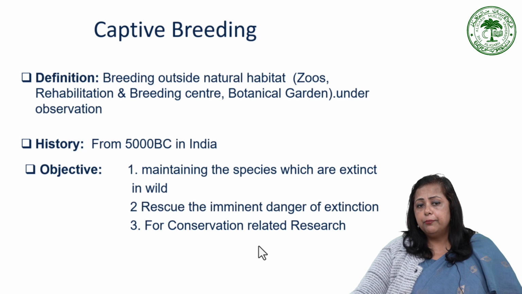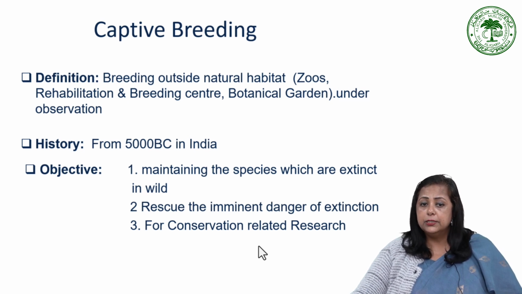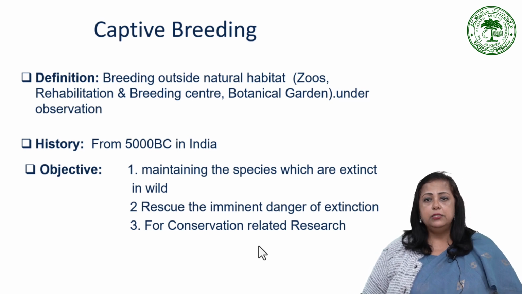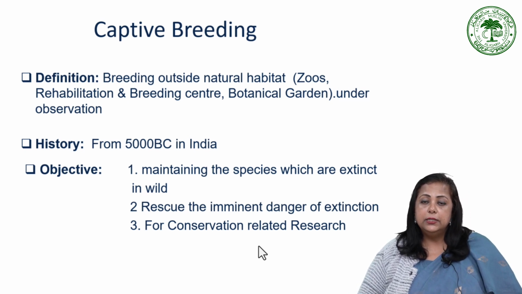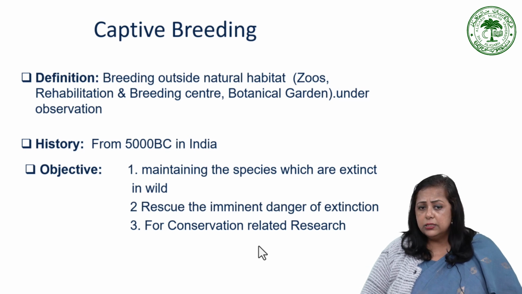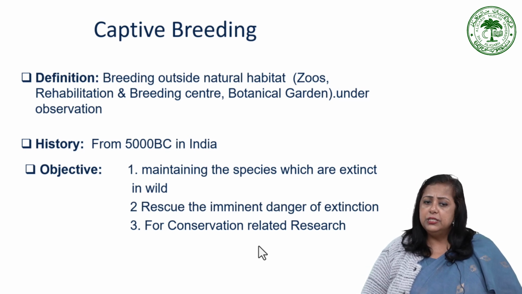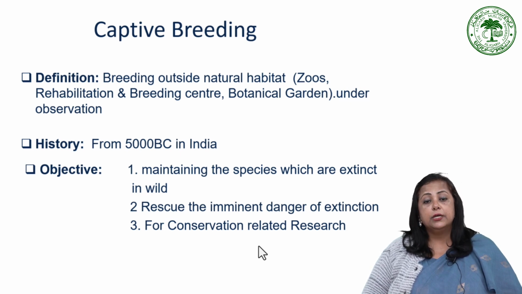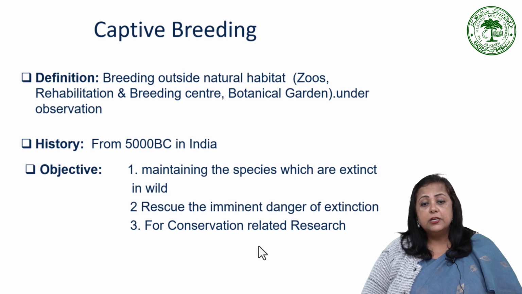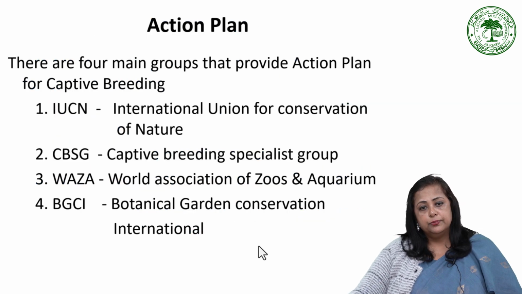So the definition of captive breeding is the breeding outside natural habitat, in zoos, rehabilitation and breeding centers, and botanical gardens, under observation. The captive breeding program means the breeding taking place under the observation, and this was started 5000 BC in India. So the main objective of captive breeding is maintaining the species which are extinct in the wild, rescuing those in imminent danger of extinction, and for conservation related research.